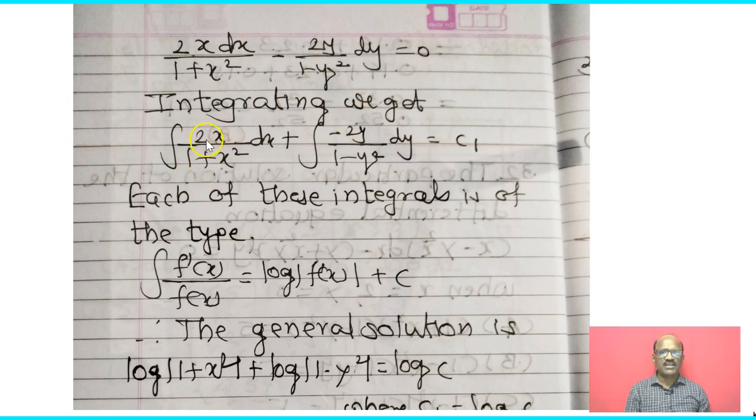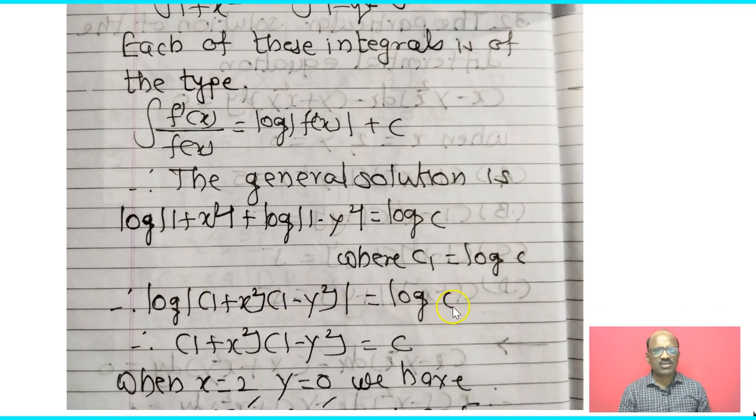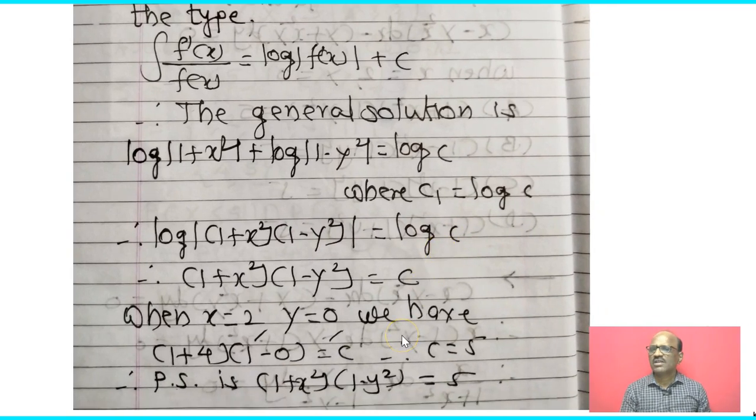Integrating on both sides, that is integral 2x upon 1 plus x square dx plus integral minus 2y upon 1 minus y square dy equals c1. Now, the integral of f dash of x upon f of x equals log of mod of f of x plus c. The general solution is log of mod of 1 plus x square plus log of 1 minus y square equals log of c, where c1 equals log of c. Here is a log of their sum, therefore log of their product, that is log of mod of 1 plus x square in the next bracket 1 minus y square equals log of c. Cancel on both sides, the log gets cancelled, and we require here the particular solution.